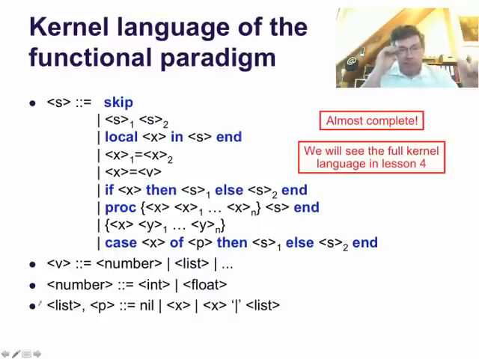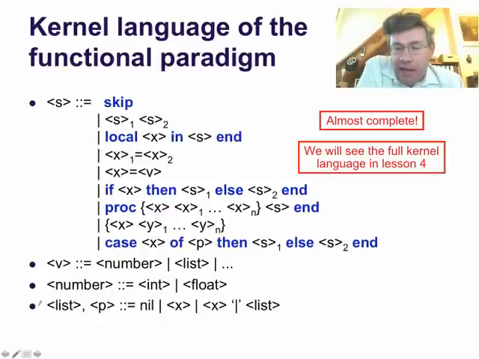So here it is, the kernel language of the functional paradigm. It's almost complete. There's only a little bit that has to be added. In fact, in lesson 4, we will make it complete. Notice we've seen most of the things that are here. The local, the binding, sequencing of instructions, binding to value, an if, a procedure definition, procedure call, a case. Notice the case has only one pattern. If you want to do multiple patterns, you have to nest them.